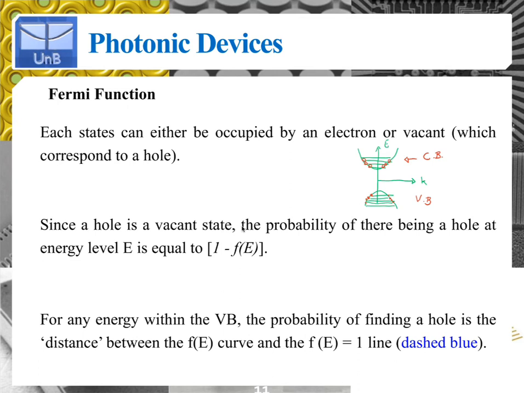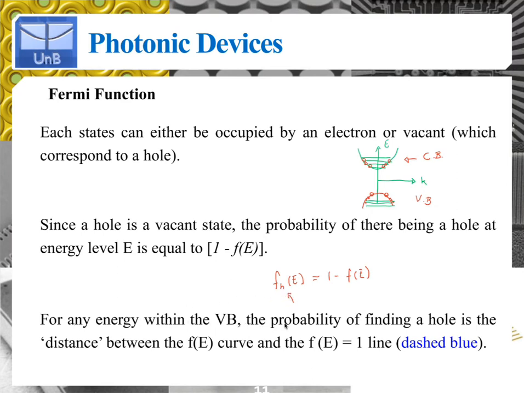Since a hole is a vacant state, the probability of there being a hole at energy level E is equal to 1 minus the probability of occupation for electrons, or 1 minus the Fermi function f of E. So the probability of having a hole here is given by this. We could define f_h of E, though this is not usual. The probability of occupation by holes, which is actually the probability that the state is empty, is 1 minus f of E, because the state can be either occupied or unoccupied. There's no third option. If there is not an electron, then there must be a hole. So 1 minus the probability of there being an electron is the probability of the state being vacant, being empty, being occupied by a hole.